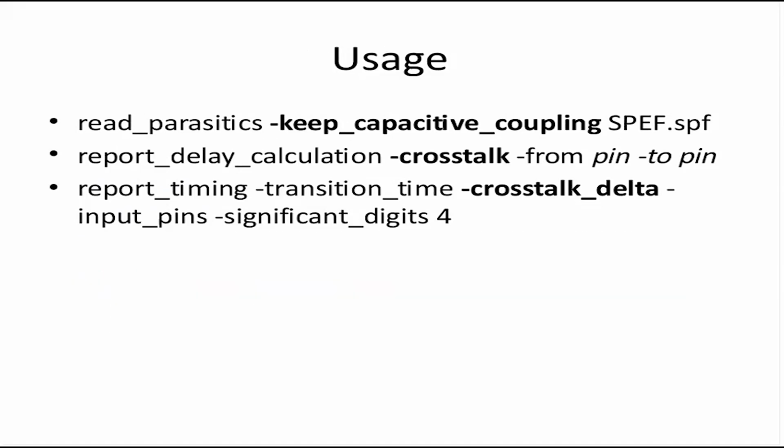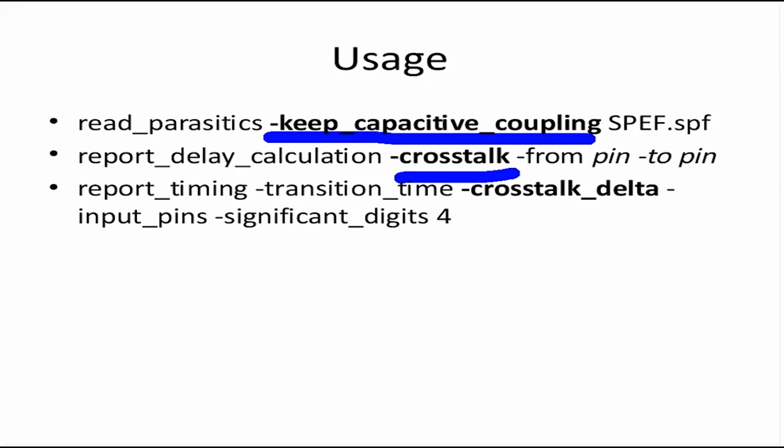So how do we enable noise and crosstalk? First important thing: when we read parasitics from SPEF, we have to include the keep capacitive coupling switch. Otherwise PrimeTime will ignore the capacitive coupling and no noise data, no crosstalk data will be present. Then report timing has a crosstalk switch, report delay calculation has a crosstalk switch, you can use one crosstalk switch.